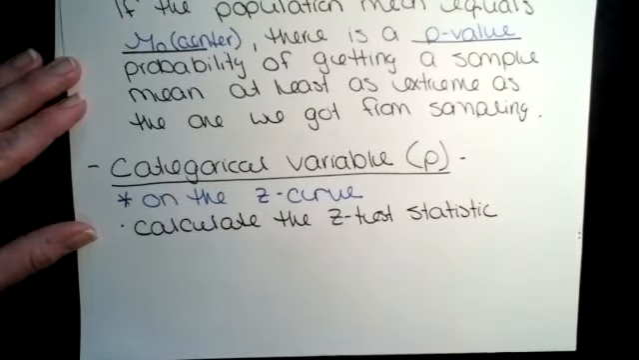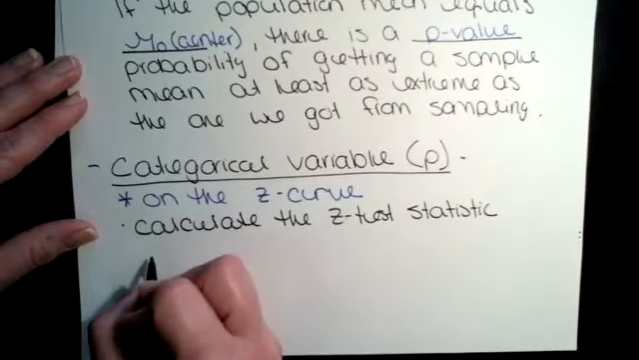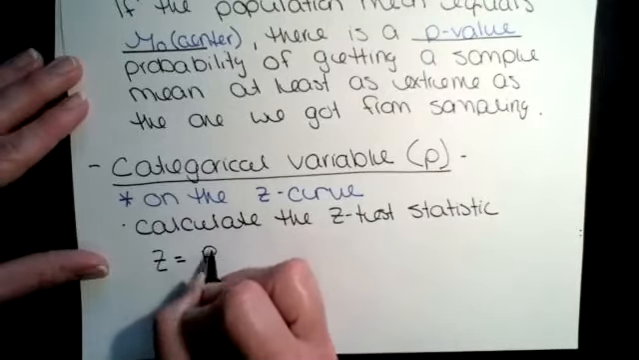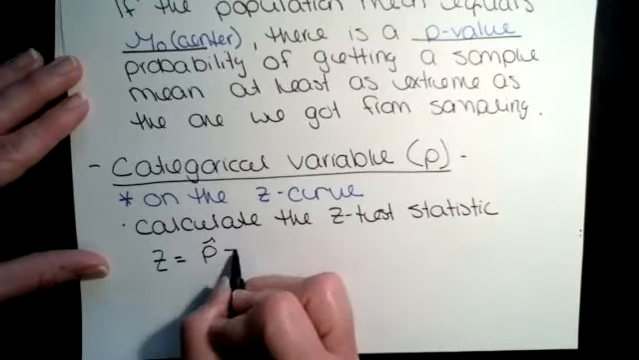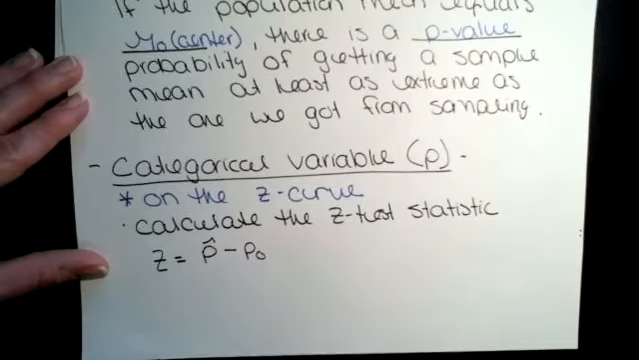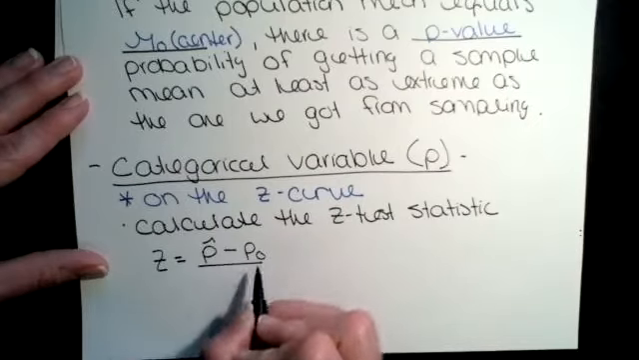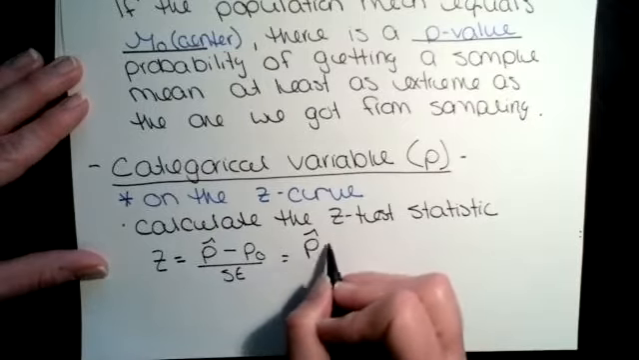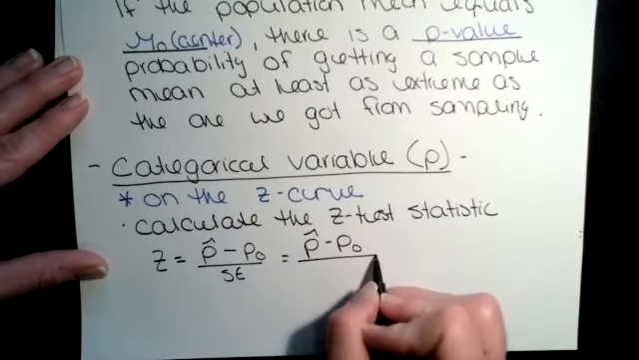So it's going to look like a very similar calculation. It's just that now I'm calculating z, and it's categorical data. So what I'm using to plug into this calculation is a little different than for the t-curve. So z is equal to my sample p hat, minus the center of the curve, which is p naught, divided by the standard error. So it's p hat minus p naught divided by the standard error.